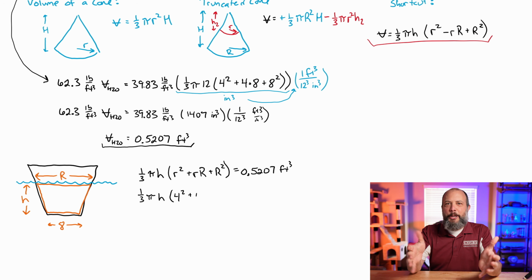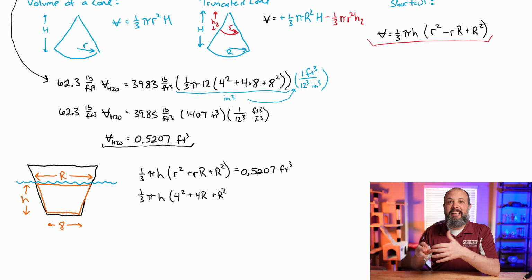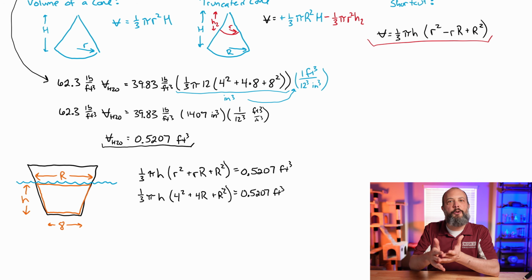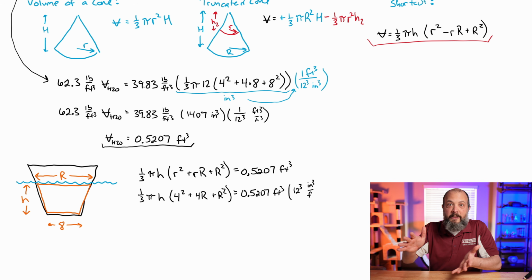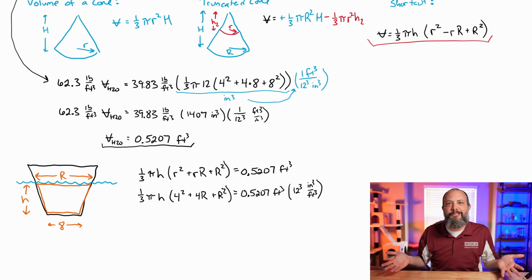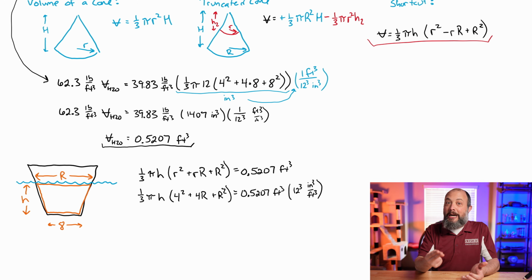Right? We're not using the value 8 inches here because 8 inches was at the top of the wood, but the displaced water isn't all the way at the top. It's somewhere in the middle. So this big R, larger radius on the truncated cone, is some value between 4 and 8 that we don't know. So we've got one equation and two unknowns, which means we need a second equation.